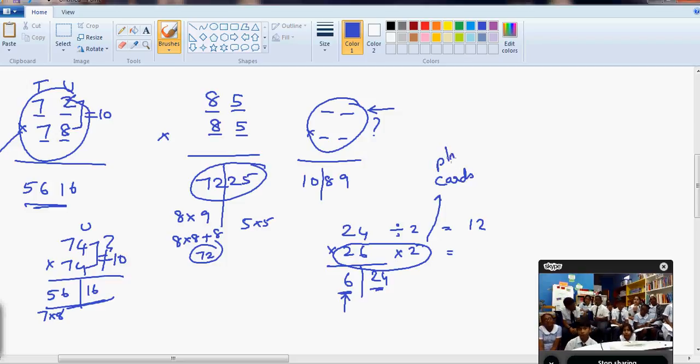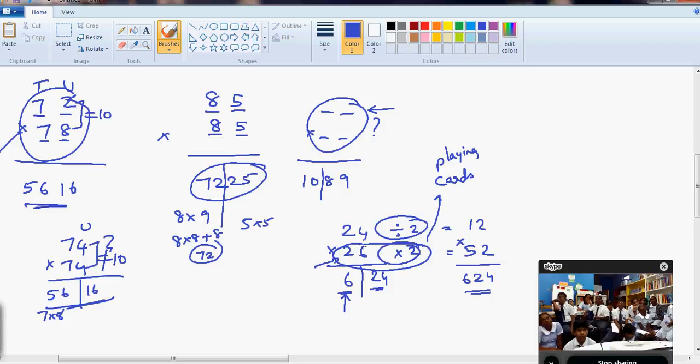Think about playing cards. Yeah, 52. If you play cards, then you can know that there are 26 red cards and 26 black cards. If you add, you get 52. So if you multiply 12 and 52, what do you think will be the answer? 624, because here we have divided by 2 and here we multiplied by 2 and we are multiplying the entire thing. So here we'll have the same answer.